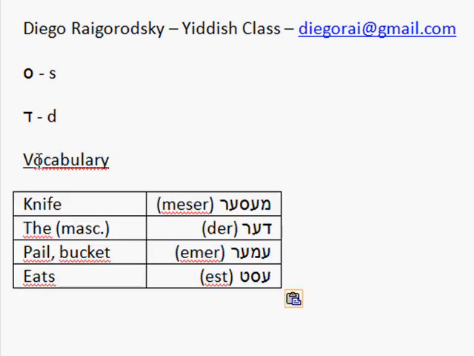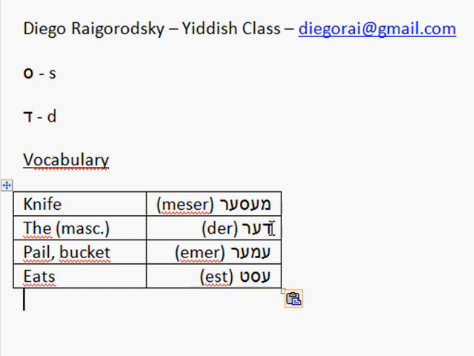Okay, here you go, the new vocabulary. I want you to pay attention to the R that I have said, okay? That is not kind of the American R. So here you go, messer. Okay, it's not messer, it's messer. Messer is the knife.